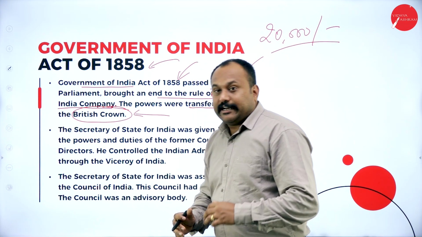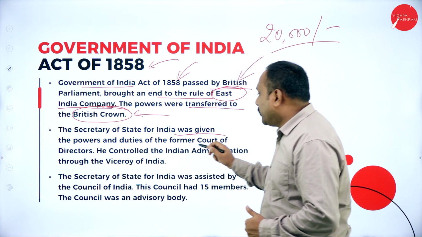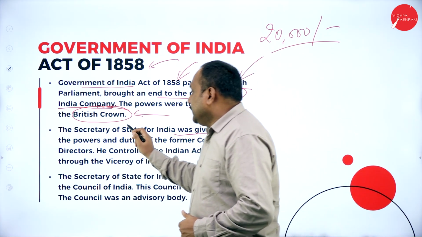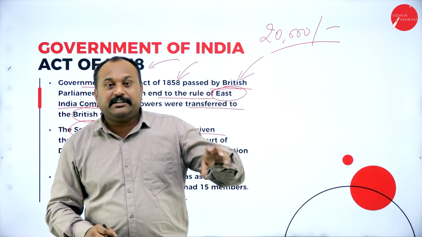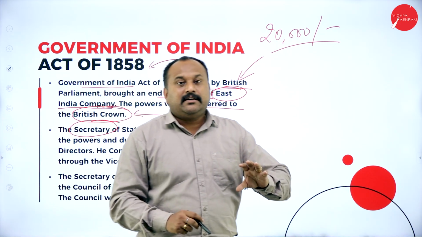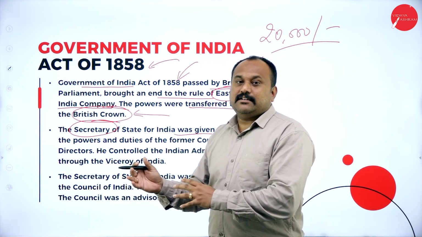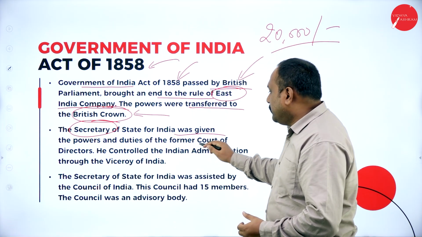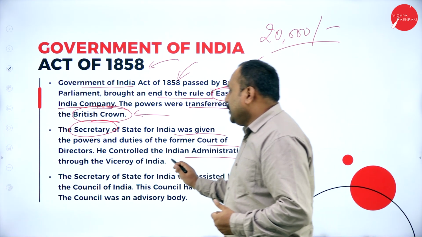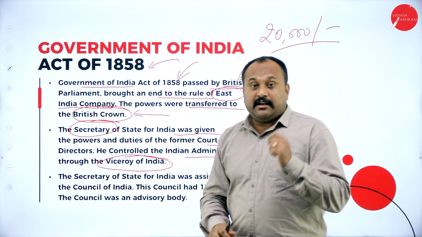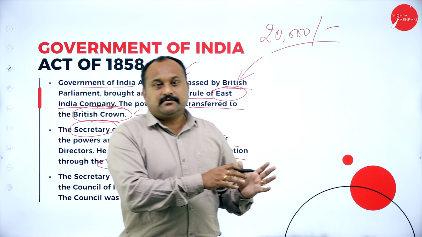So here the Secretary of State for India was given the power and duties of the former Court of Directors. So here the Secretary got the power, but again, who was the Secretary? Again, the British government appointed a British, right? So it is not like some Indian was there. It was somebody else who was again a foreigner, right? And he controlled the Indian administration through the Viceroy of India. Again, let me tell you here, the Viceroy was also a British, right?